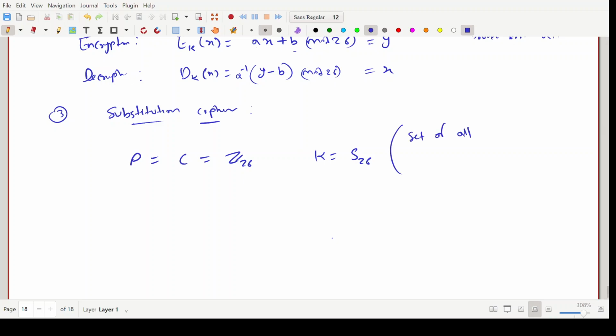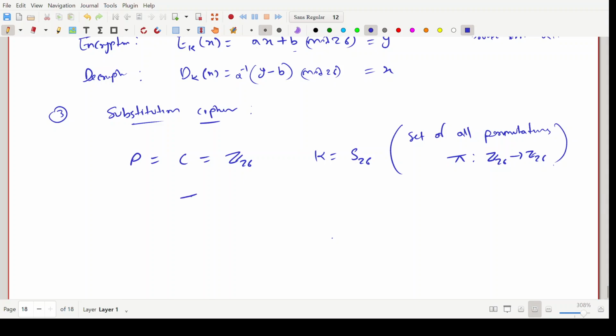permutations, say pi from Z26 to Z26. This is what your key space is here. So how do you encrypt? Let us see the encryption.